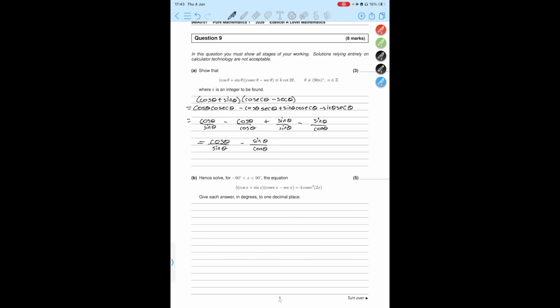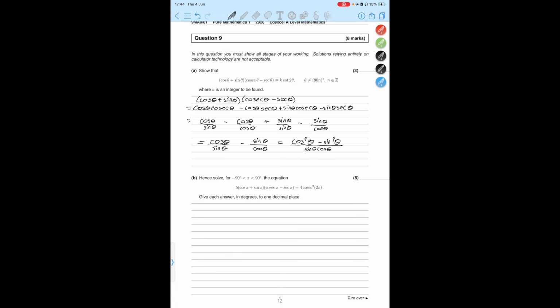Okay, so now let's make this into one big fraction. So I'm going to multiply the left one by cos over cos. So we're left with cos squared theta. I'm going to multiply the right hand side by sine over sine. So we get minus sine squared theta. And that's going to be divided by sine theta cos theta.